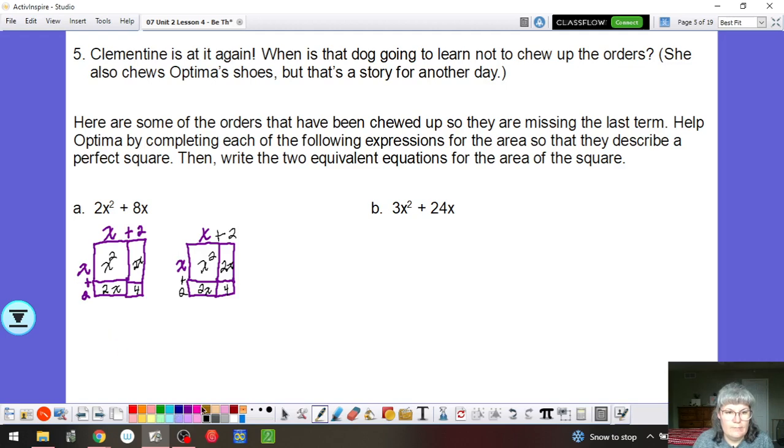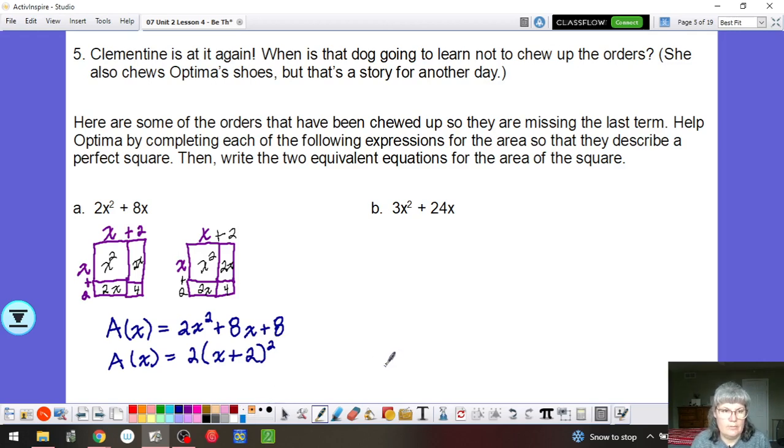So one area, if I just complete that binomial to make it a perfect square trinomial, we have the 2x squared plus 8x, but then we have 8 additional units. And now that we know what the dimensions are, we can write area in terms of the dimensions. So one block has an area of x plus 2 squared. We have 2 of them, so it's 2 times x plus 2 squared.